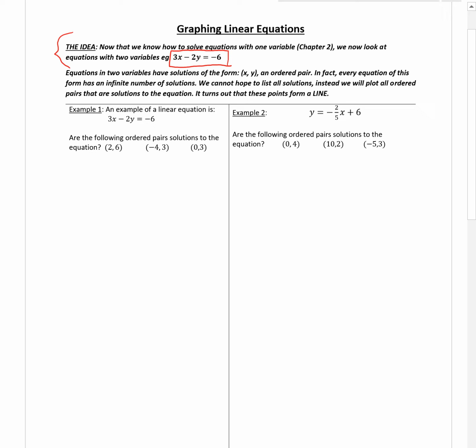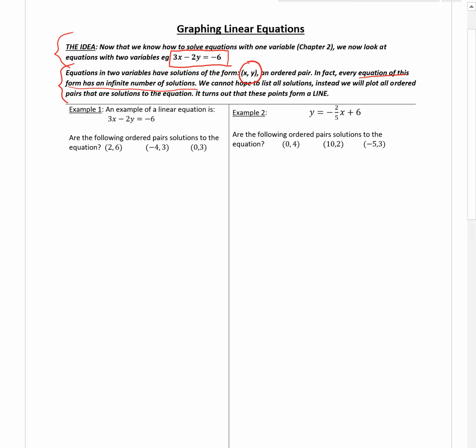And in fact, down here in the next paragraph, it says equations in two variables, like the one in the box, have solutions that are ordered pairs, so it looks like x comma y. That's because since there are two variables, in order to talk about a solution, you'd have to talk about both coordinates, what's x and what's y. Also, every equation of this form has an infinite number of solutions. And we're not used to that, I guess.